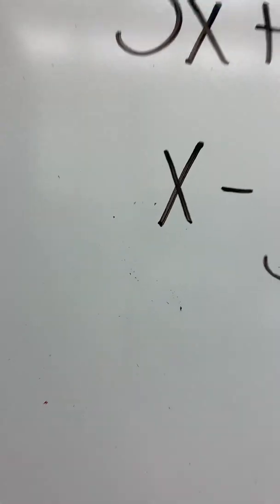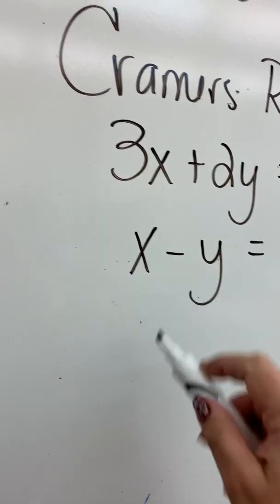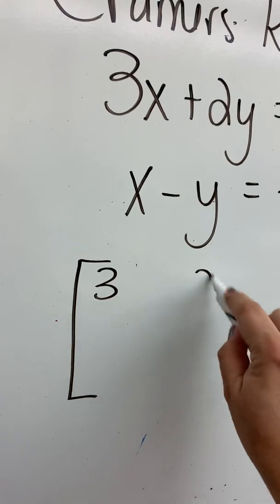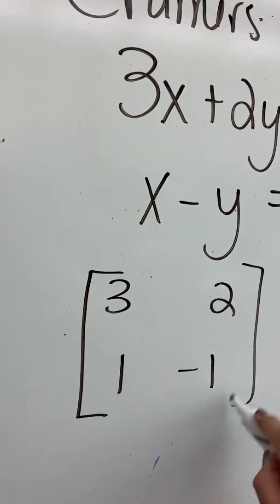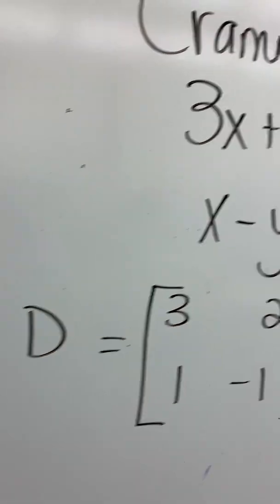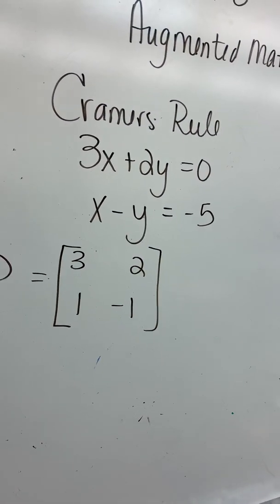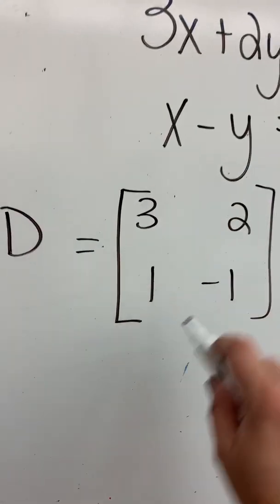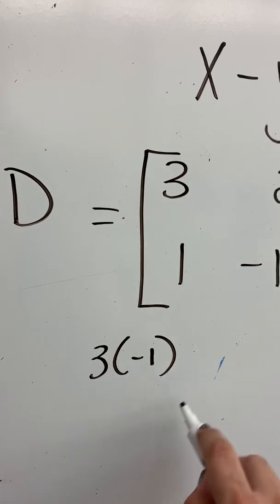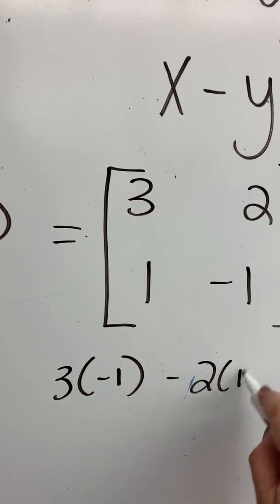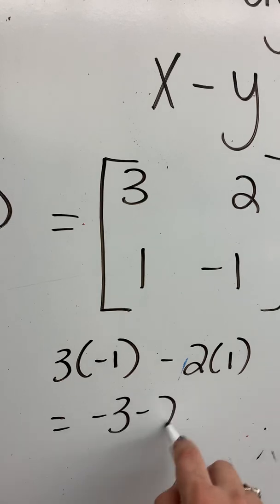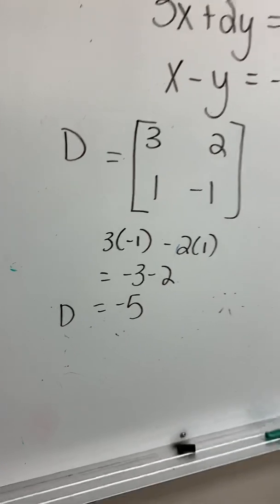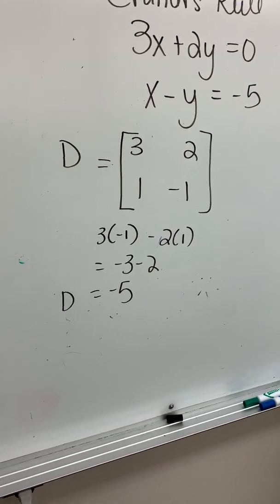I'm going to take my variable equations and put them into a matrix. So we would have 3, 2, 1, -1. I'm going to call this my D matrix, my main matrix. From here, I'm going to find the determinant of that matrix, so we're going to cross multiply. 3 times -1 minus 2 times 1. -3 minus 2 is -5. So the determinant of my main matrix is -5.